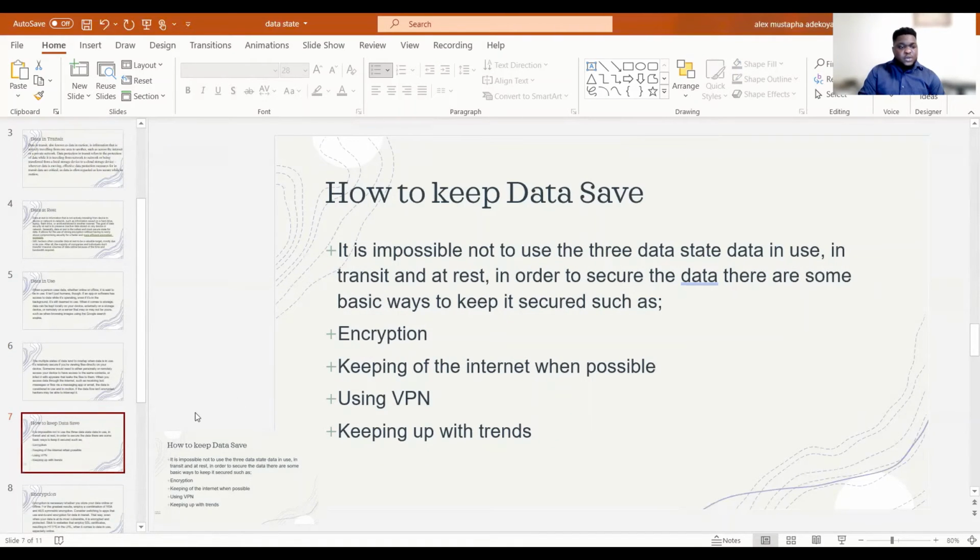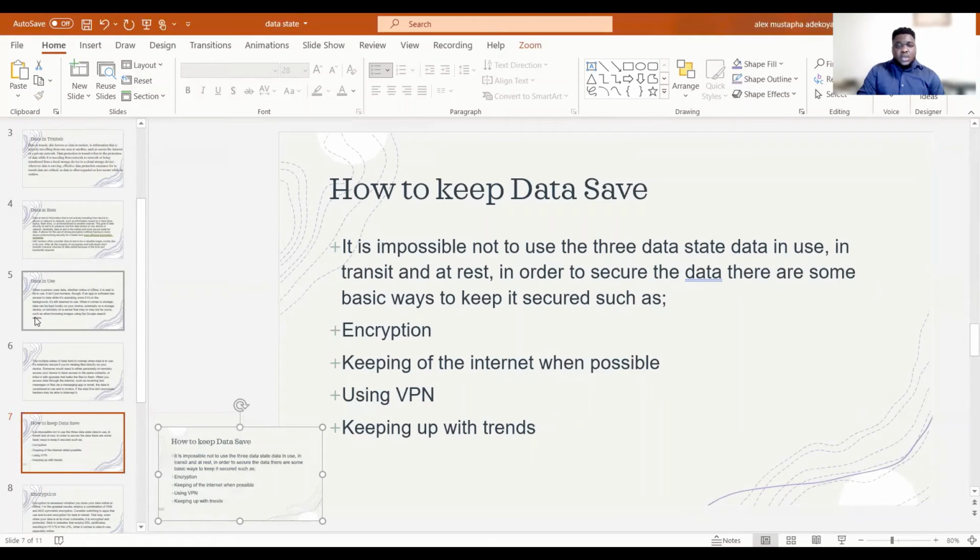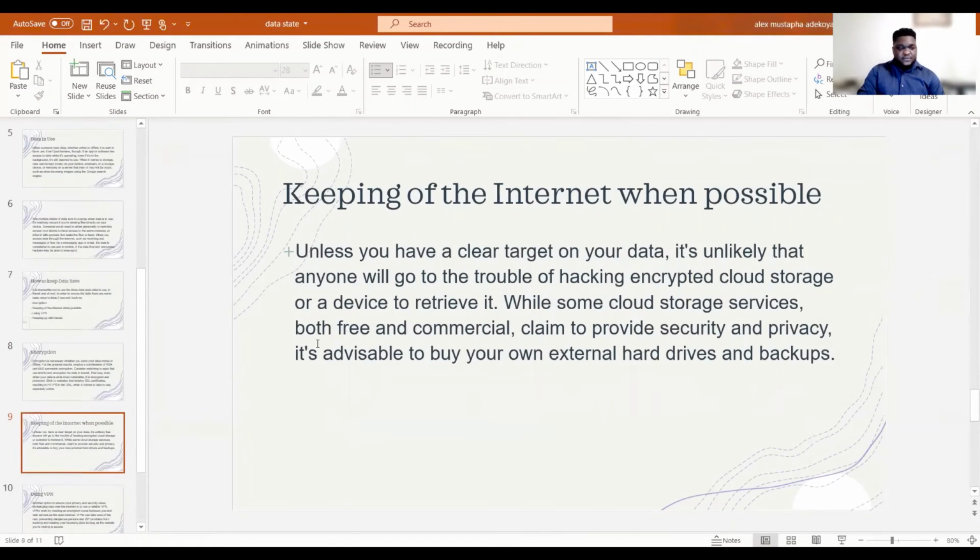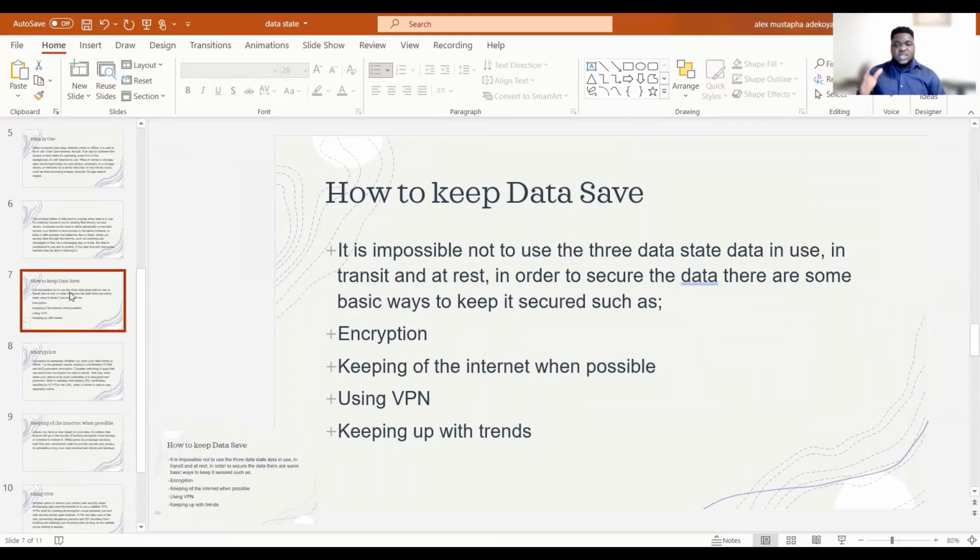Now, moving forward, how to keep data safe. It is important to protect the three data states, that is data in use, in transit, and at rest. In order to secure the data, there are some basic ways to keep it secure, such as encryption, keeping off the internet when possible, using a VPN, and keeping up with the trends.